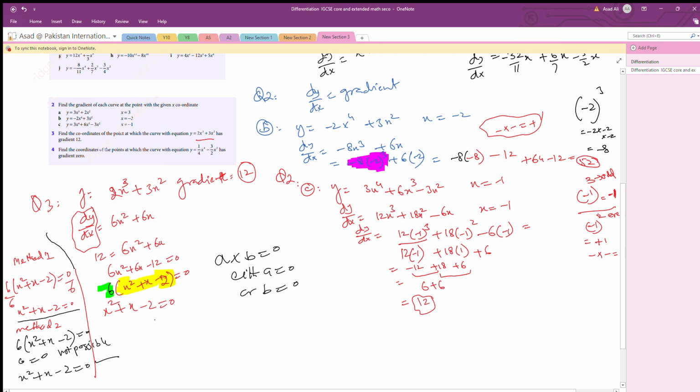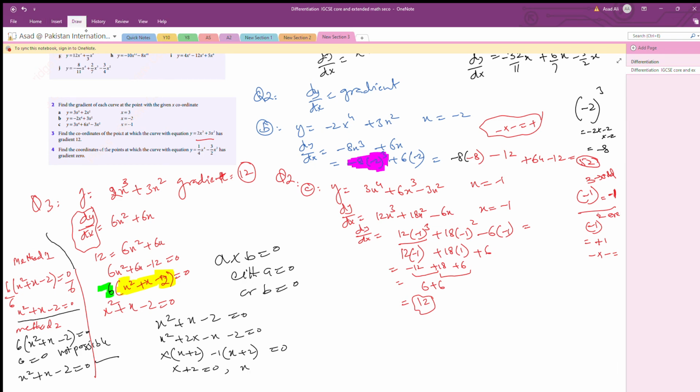Now x square plus x minus 2 equal to 0. So this is x square plus 2x minus x minus 2. You can use a calculator as well, but I'm not using a calculator, I'm doing it manually. So x times x plus 2, minus 1 times x plus 2, equal to 0. Sorry, I'm doing proper steps, not directly.